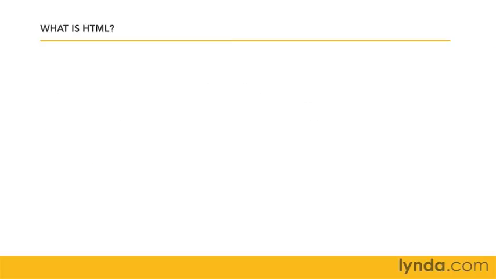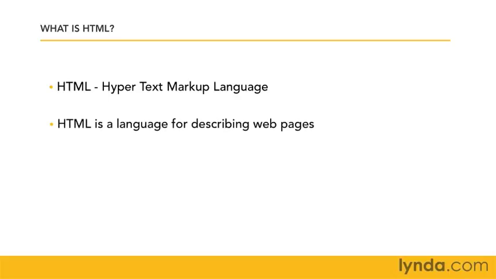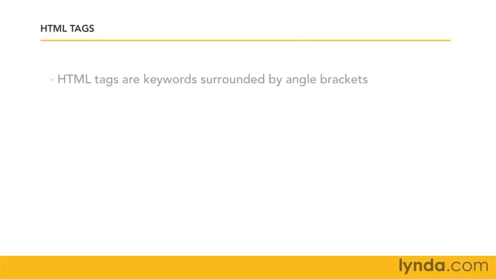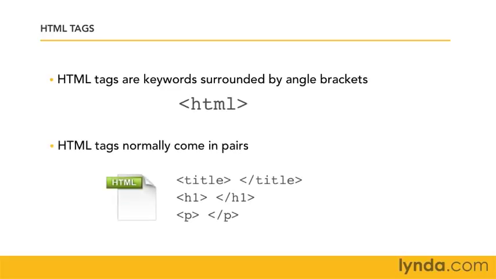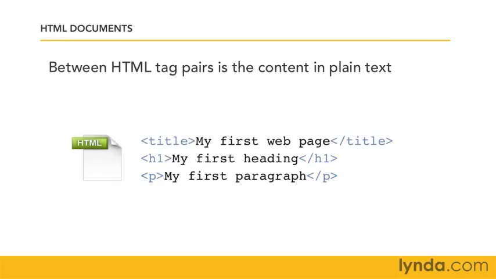Well, HTML stands for Hypertext Markup Language. It's just a language for describing web pages, and it consists of plain text that's displayed and then markup tags on how to display that text. So let's take a look a little closer, because HTML tags are just keywords surrounded by angle brackets, and they usually come in pairs. Okay? So they come in pairs, and then in between those pairs, you'll see they will contain text content.